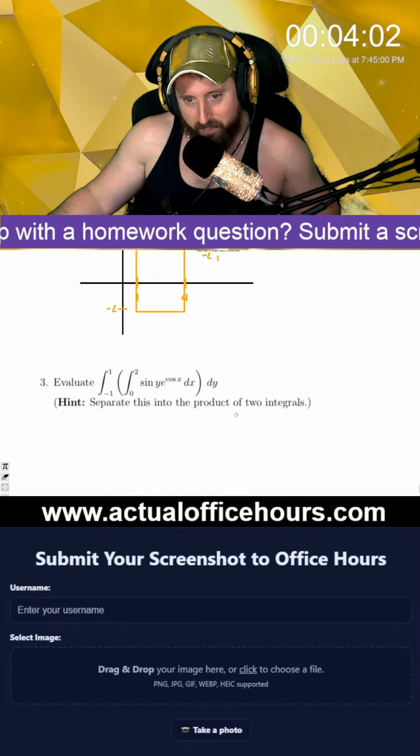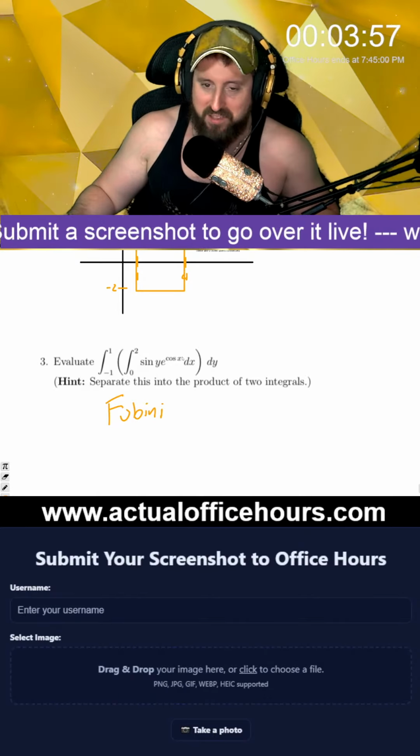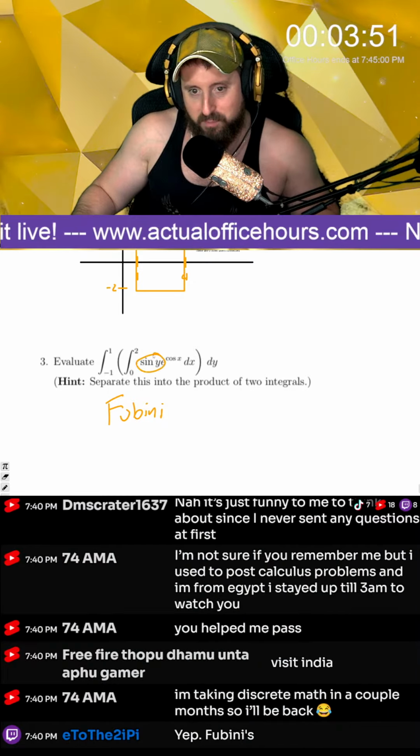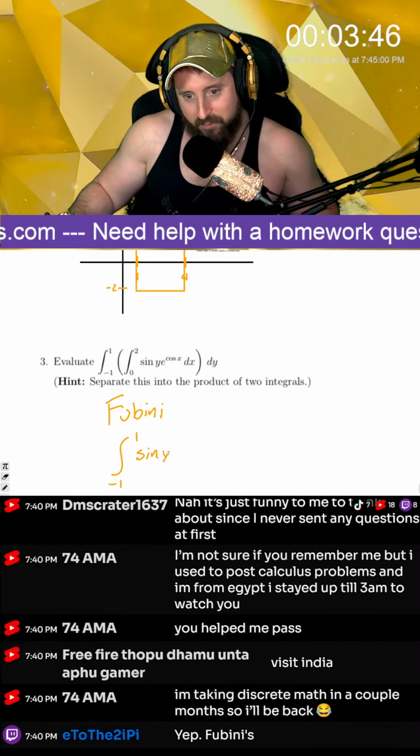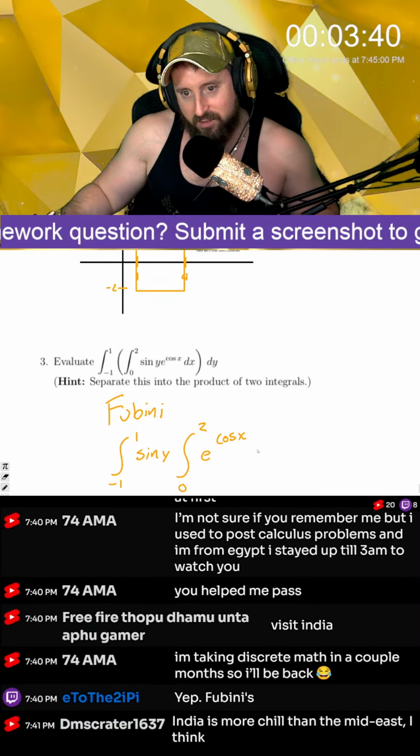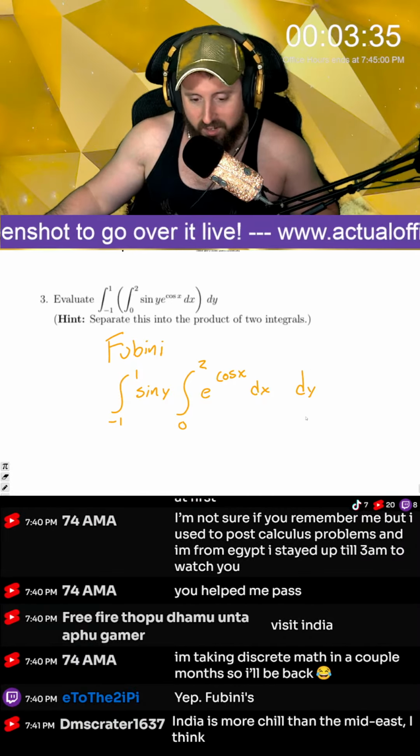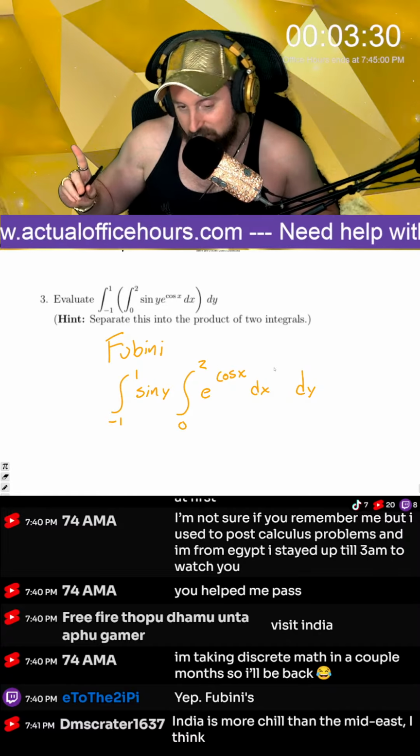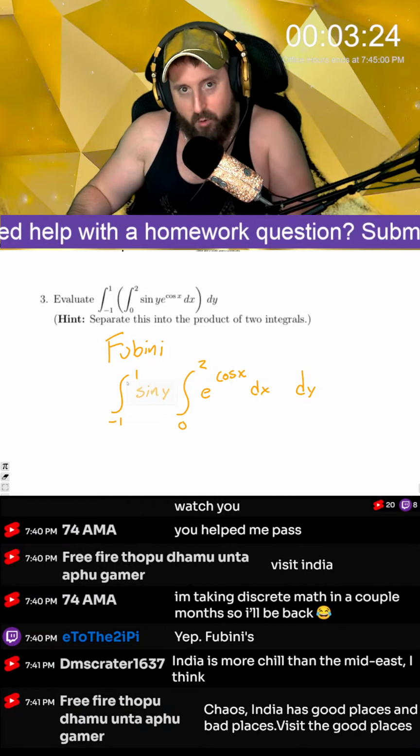Yeah, this is Fubini's theorem. So here, real quick, this is Fubini. Such a funny guy's name, Fubini. Which basically means you can separate the integrals into what their variables are. So since this part only has the y's in it, you can do the integral from -1 to 1 of sine of y, and then the integral from 0 to 2 of e to the cosine of x dx, right? And then dy. Aha. Okay. But this is kind of a pain to do. So I think what you do is you flip the order, right?